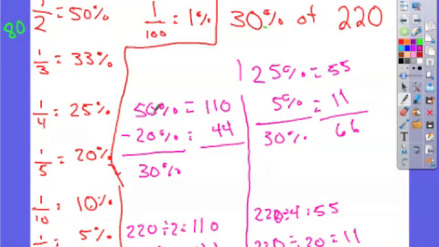Now, if I subtract instead of add, because 50% minus 20% is the 30% we want, 110 minus 44 is 66. So what I'm trying to show you is that you can be extremely, extremely flexible with this. Okay? Let's try the next one.